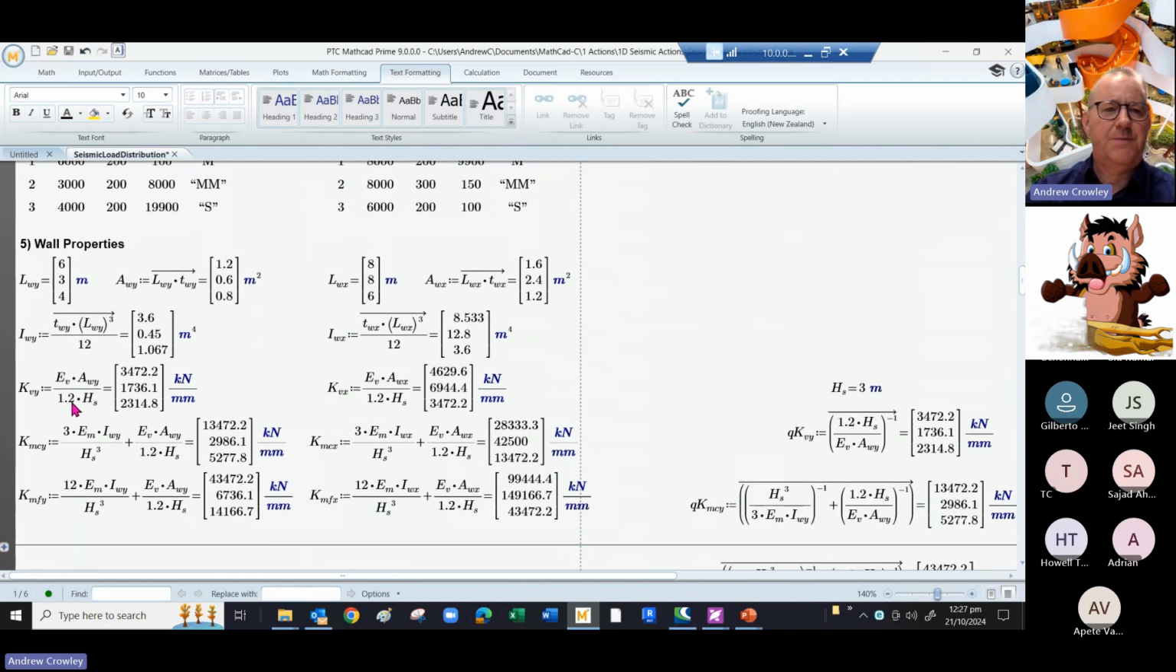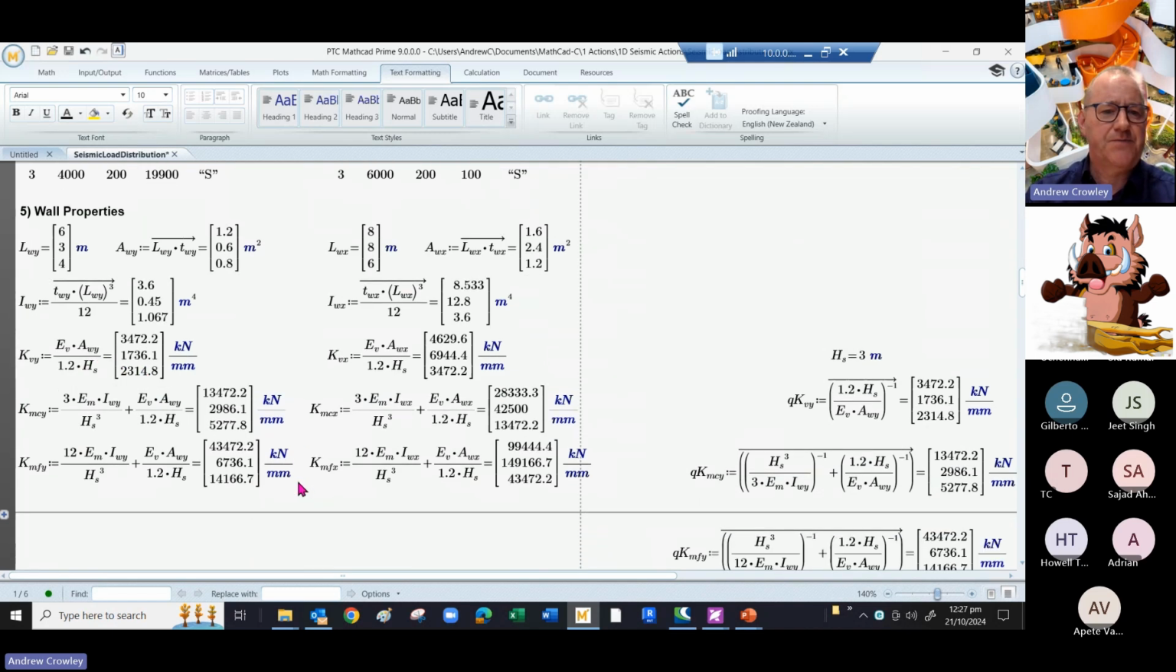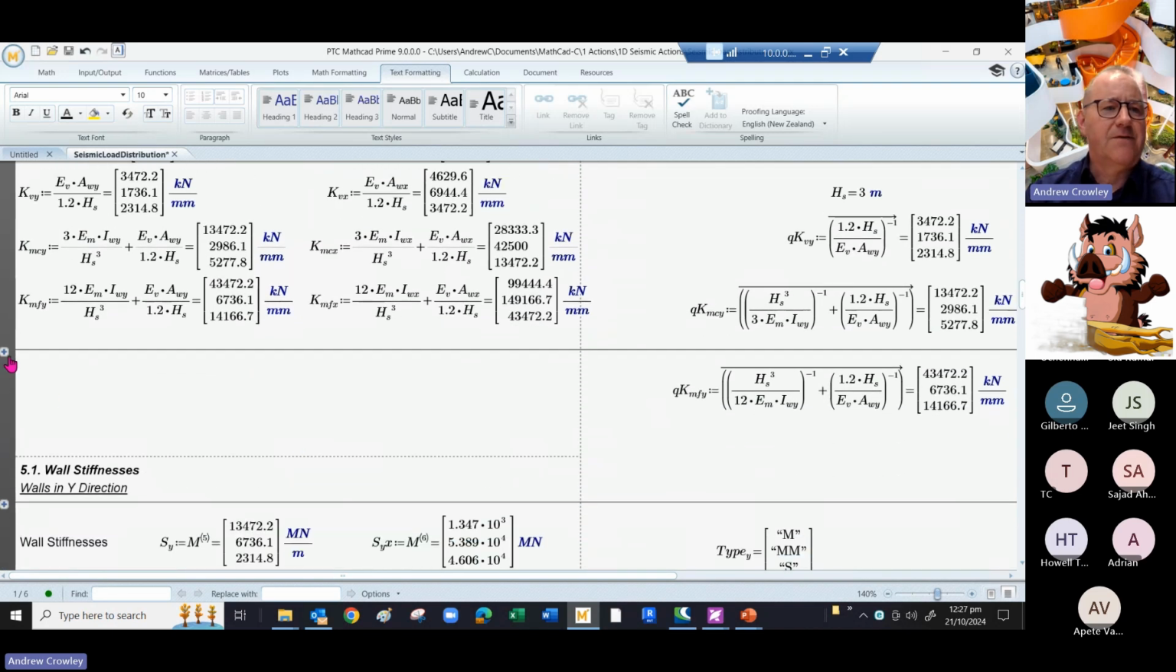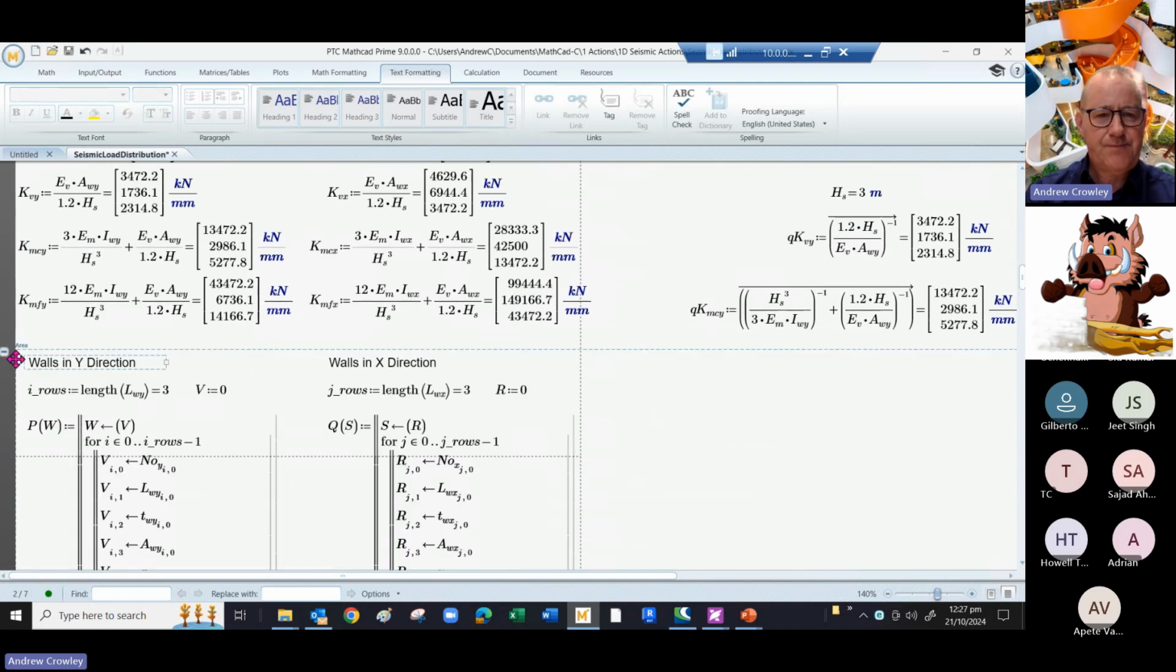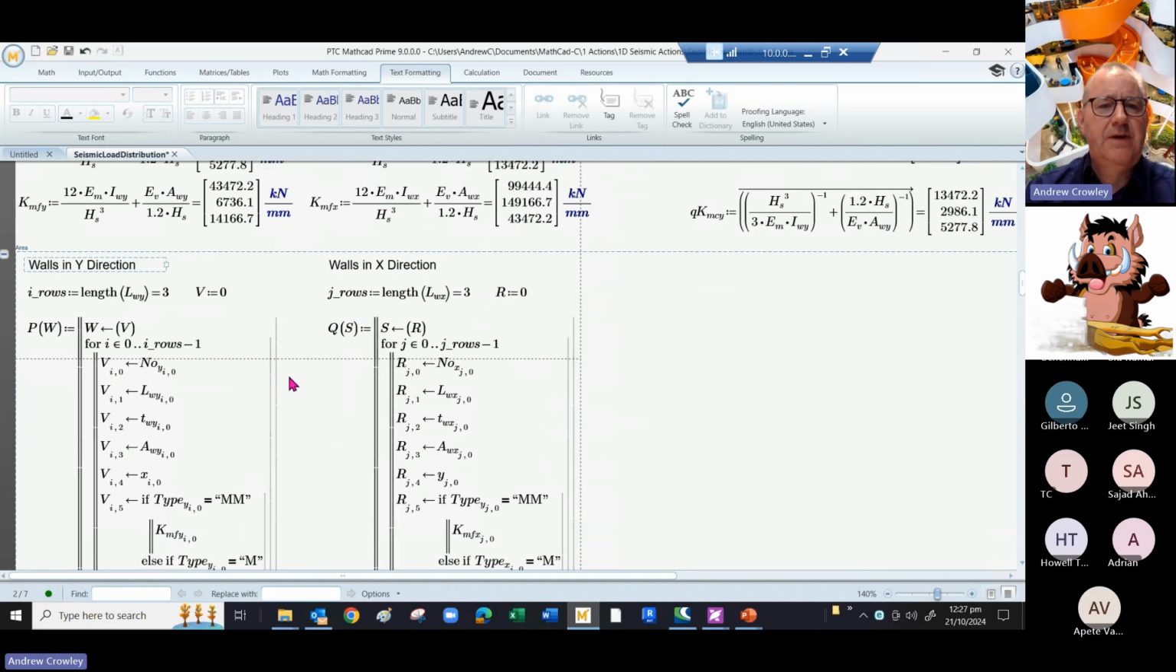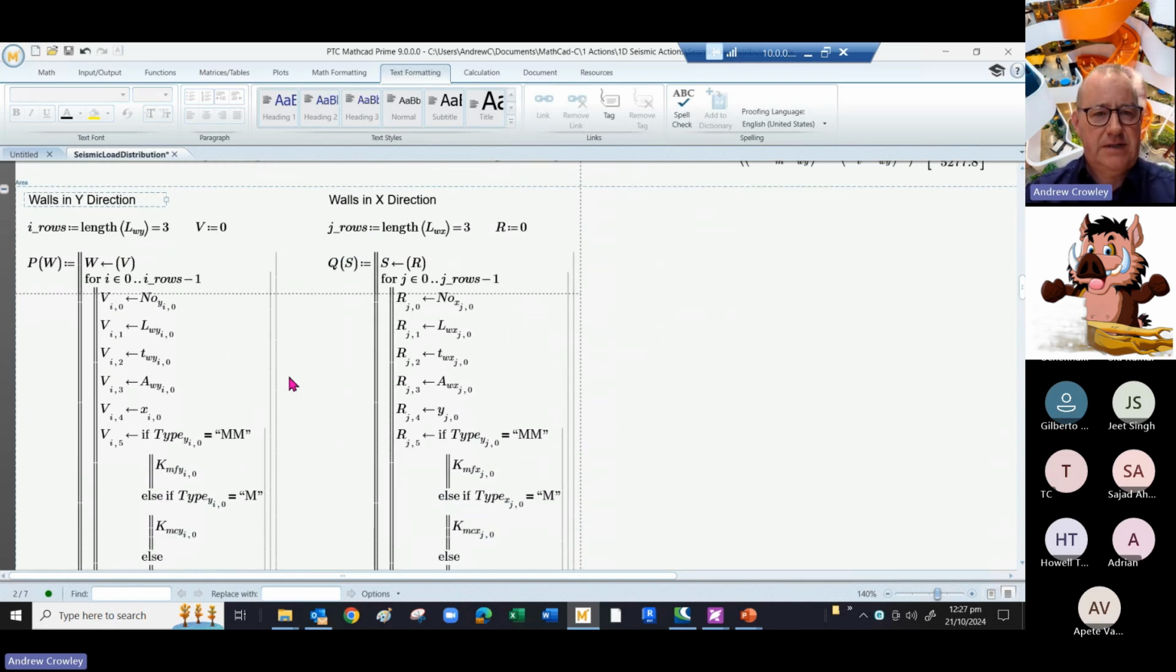There's the basic properties for the walls, so the wall areas, the second moment of area, the wall stiffnesses for shear and torsion. So I've hidden something in here. How do we get the total wall stiffnesses? Well, because these are arrays, we need to create a matrix. And we need to create a matrix in each direction.